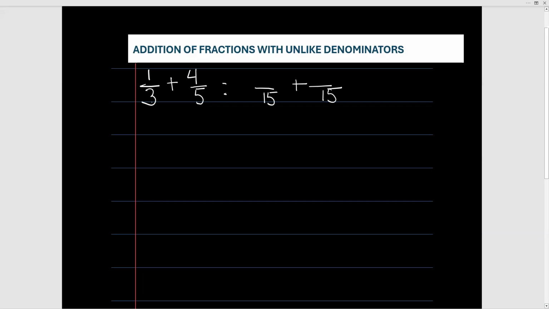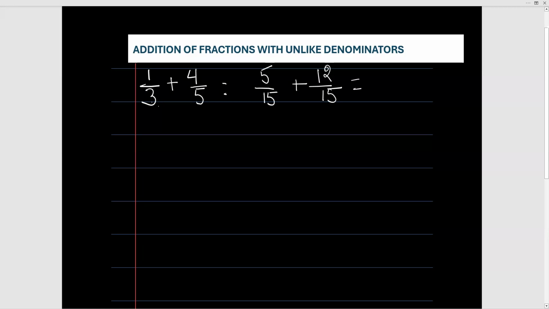Now I'm gonna work my first fraction, which is 1/3. I'm gonna get the denominator of the second fraction and multiply it to the numerator of the first fraction. So I'm gonna get 5 times 1. That gives you 5. Then I'm gonna work the second fraction. I'm gonna get the denominator of the first fraction multiplied by the numerator of the second fraction. So 3 times 4, that will give you 12.